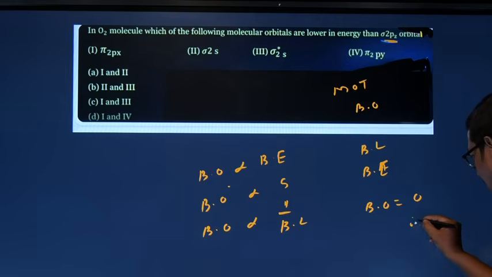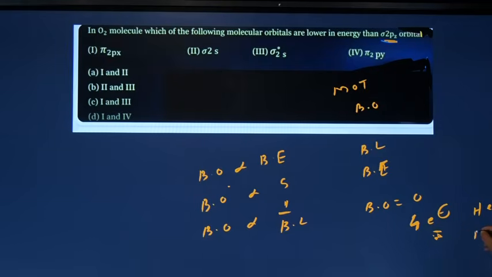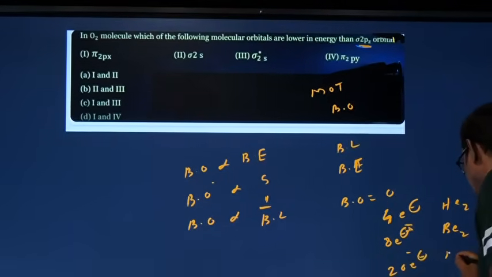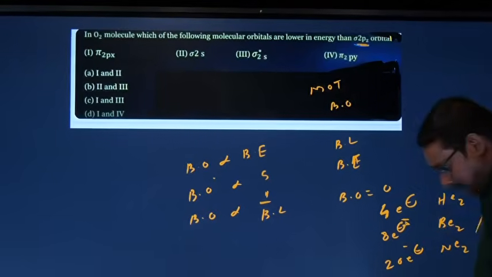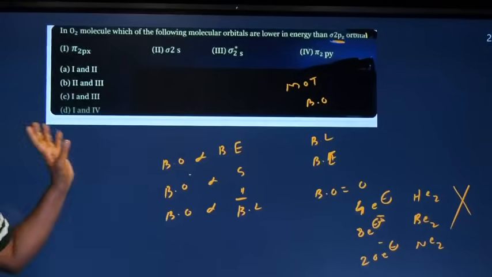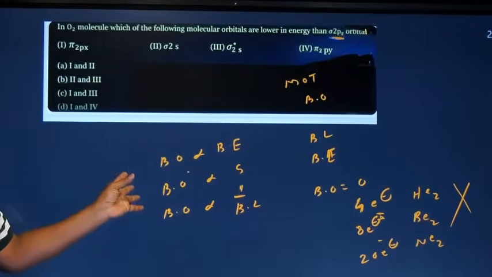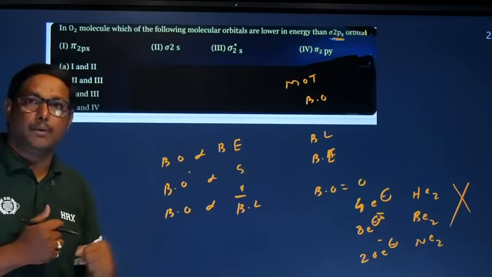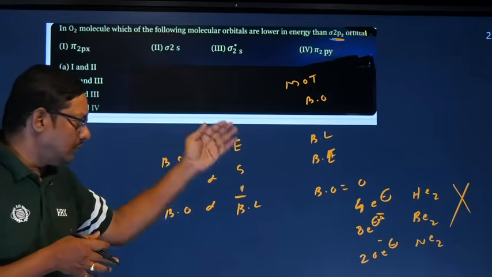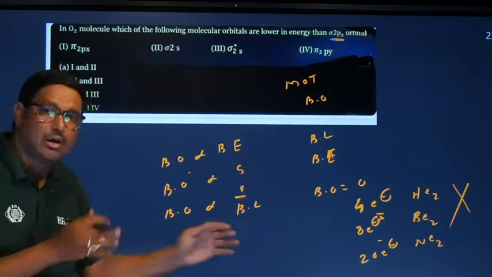Best examples: molecules with 4 electrons like He2, 8 electrons like Be2, and 20 electrons like Ne2 do not exist as per this theory. So by using MOT, we can find the bond order, the paramagnetic nature, the bond length, and whether a molecule exists or not.